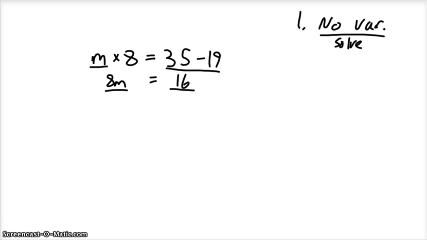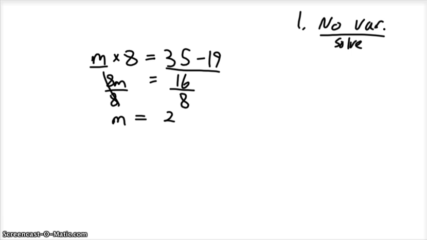So what is happening between the 8 and the m? Right, multiplication. So we need to do the opposite of that. Remember, whatever we do to one side, we have to do to the other. So what is the opposite operation of multiplication? That would be division. So we're going to divide by 8 on this side, and we will also divide by 8 on the right side. So now we are left with just m, our 8s cancel out, and 16 divided by 8 equals 2.